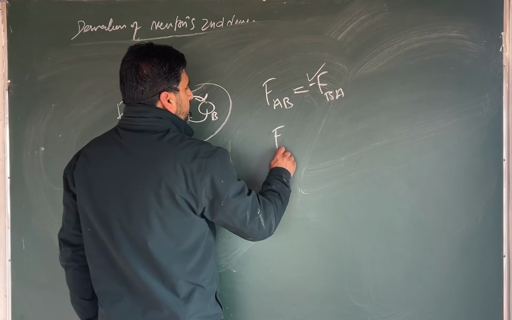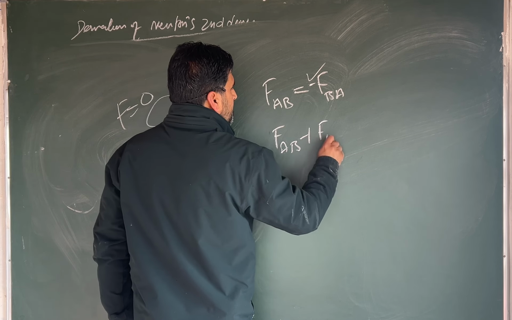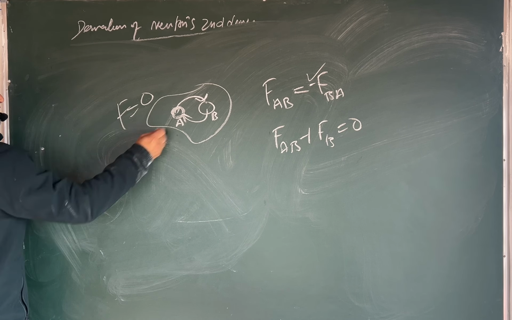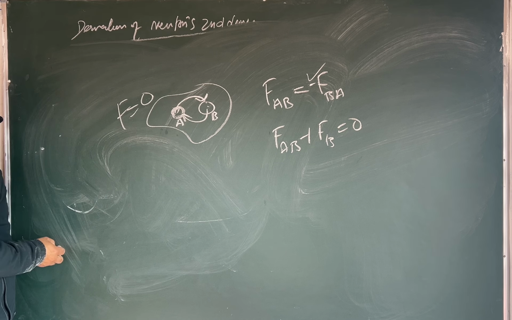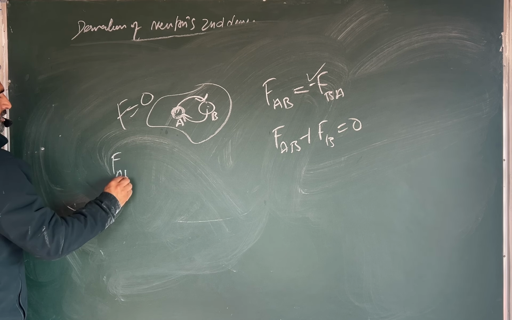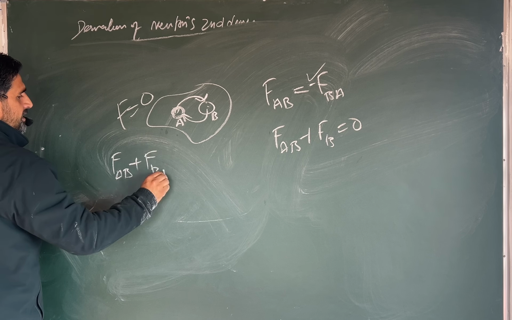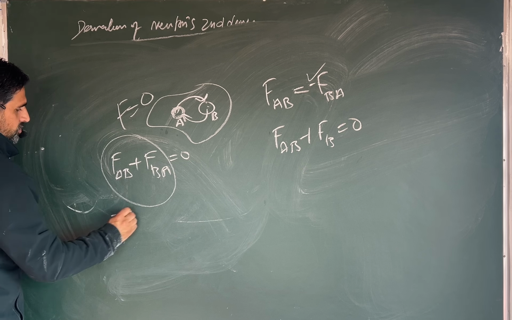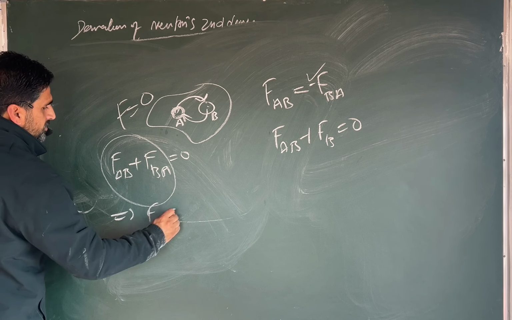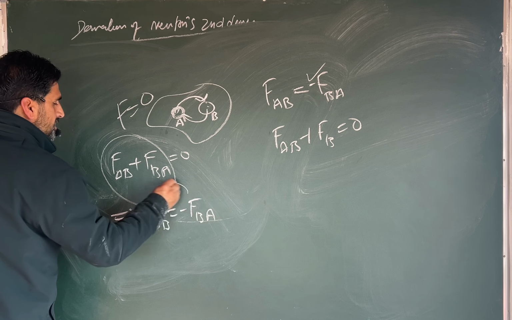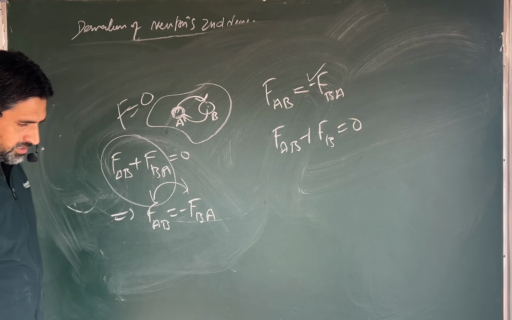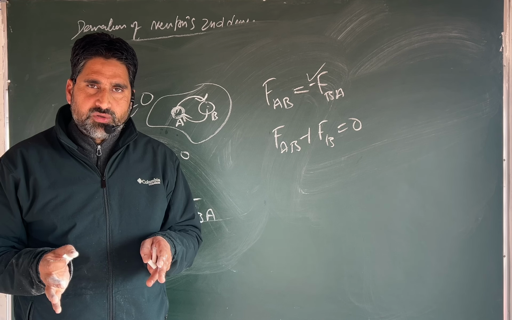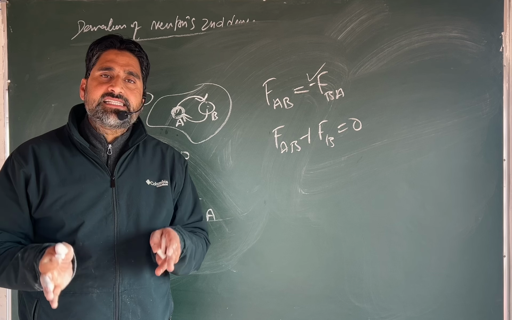Then you can write FAB plus FBA is equal to 0. In other words, when the external force is 0, these forces are mutually equal and opposite in direction, that is FAB plus FBA is equal to 0. The total force inside the system remains constant. So you can write FAB is equal to minus FBA. This means the two bodies are applying force on each other in opposite directions and with the same magnitude.